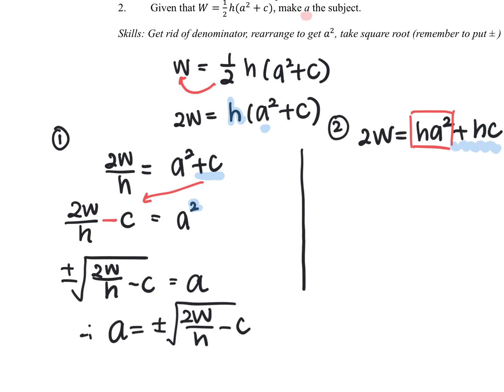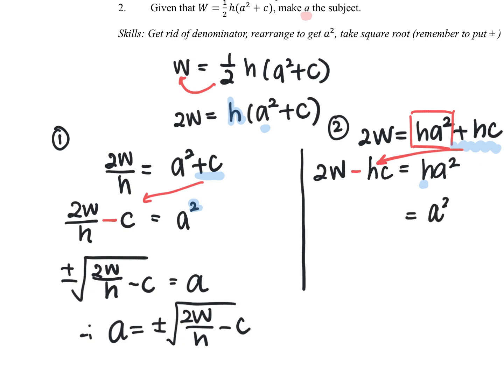We're not going to do anything to it yet, but we shall get rid of the plus hc over here. So we will undo it. Okay, this is addition, so we're going to do subtraction. So I have 2w here, and now this side will become minus hc, and I'll have ha squared. Okay. Next step, if I want to get the a itself, I have a h down here. My objective is to get just a square on its own first.